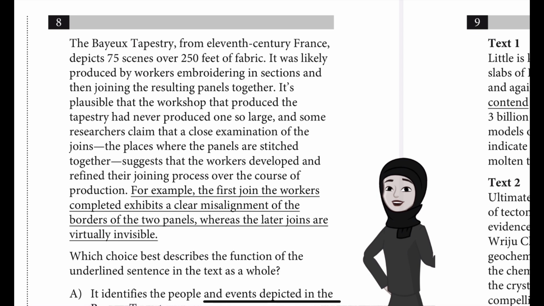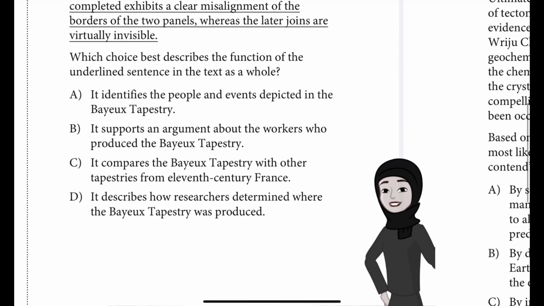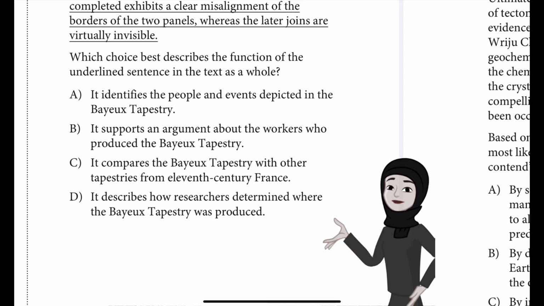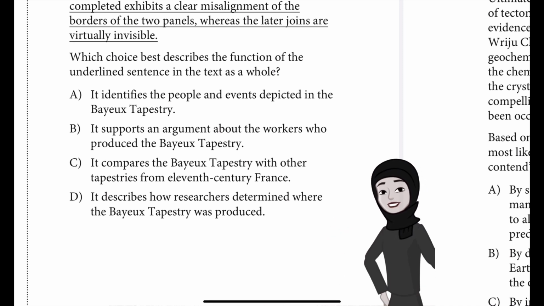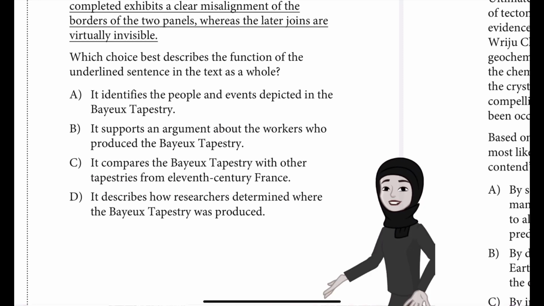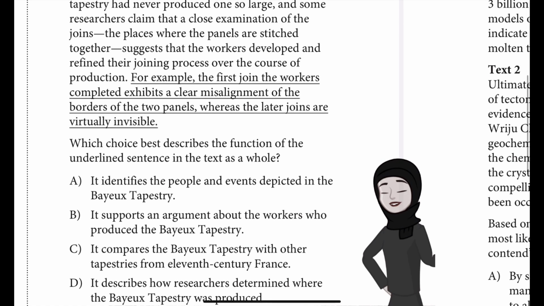For example, the first joint the workers completed exhibits a clear misalignment of the borders of the two panels, whereas the later joints are virtually invisible. Which choice best describes the function of the underlined sentence in the text as a whole? A. It identifies the people and events depicted in the Bayeux Tapestry. B. It supports an argument about the workers who produced the Bayeux Tapestry. C. It compares the Bayeux Tapestry with other tapestries from the 11th century France. Or D. It describes how researchers determined where the Bayeux Tapestry was produced.